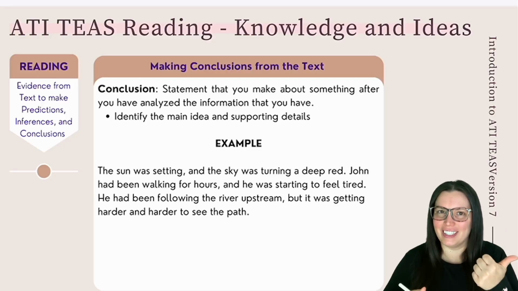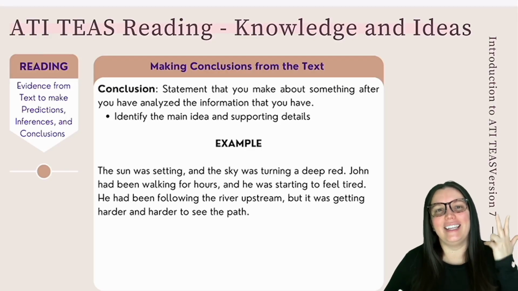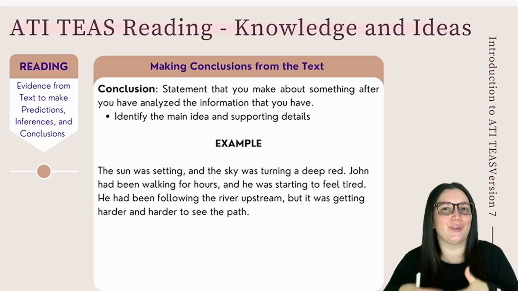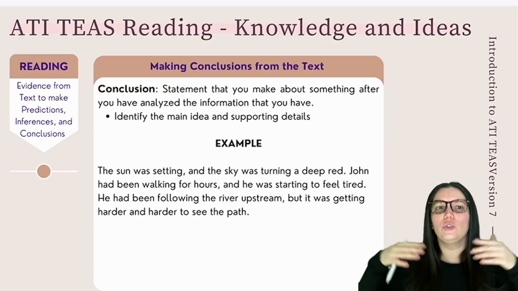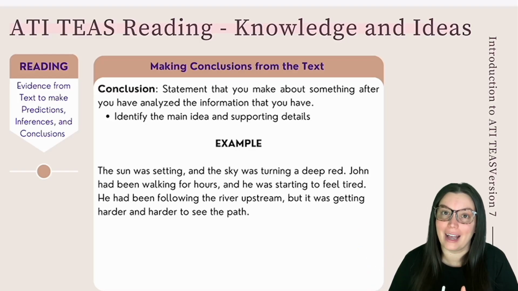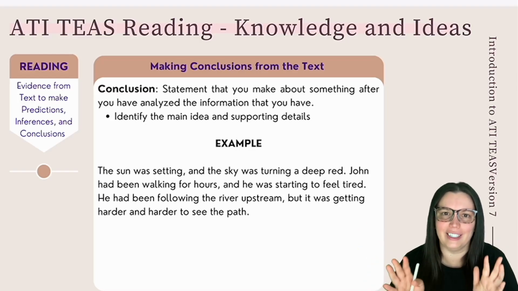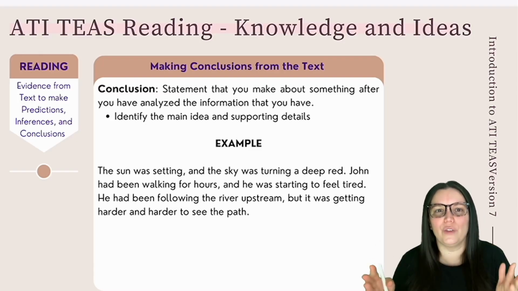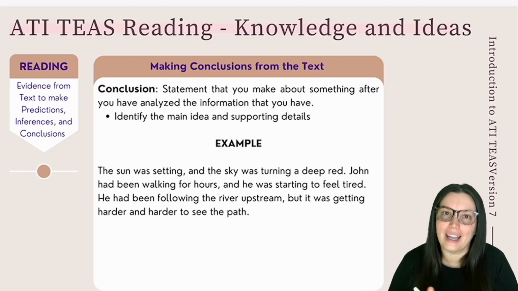So we've made predictions. We've also found evidence. Now we need to draw conclusions from a text. In order to draw conclusions from a text, you need to be able to identify and understand the main idea and supporting details within the passage. This is really important that you need to know for the ATITs. You will also need to be able to make inferences based on the information within the passage.